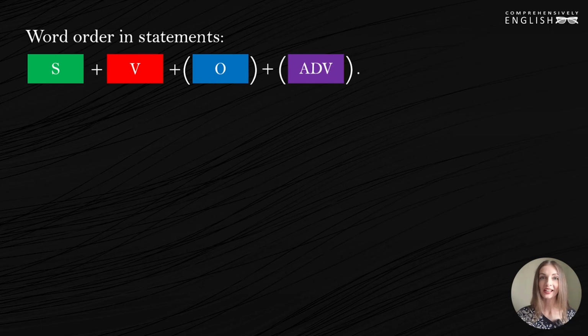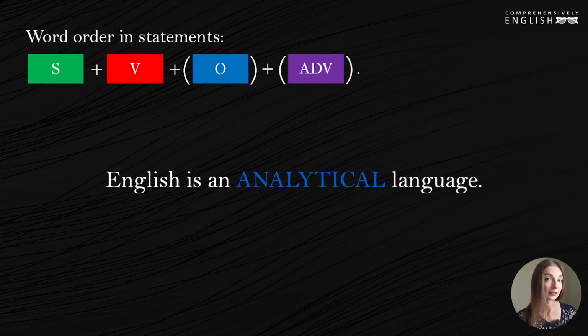This word order in English is fixed. We must strictly follow this word order for our interlocutors to understand what we are talking about, as we don't have special endings that help us show relationships between words in our sentences, right? Like in many other languages, yeah? English is an analytical language. That means that the word order is crucial.